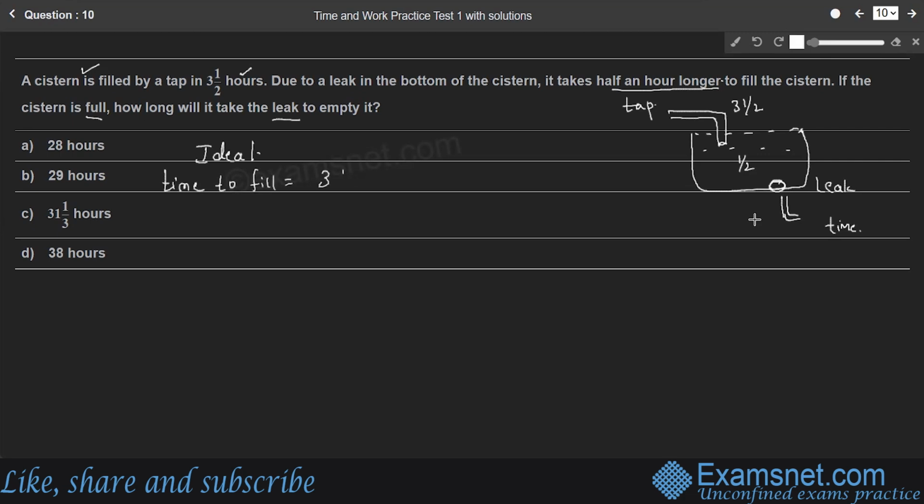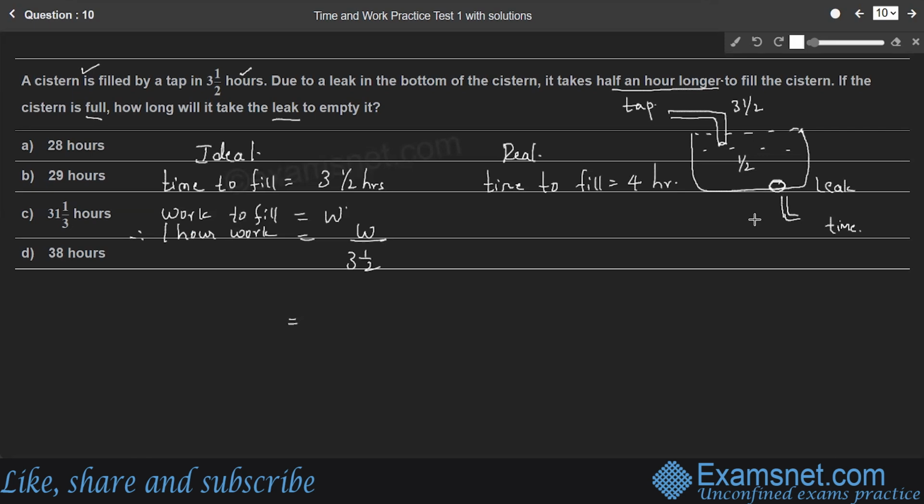is 3.5 hours. Whereas in the real case, time to fill the cistern is 4 hours. If you consider W as the work to be done to fill the cistern, we know that work is efficiency into time. Efficiency and 1 hour work are both the same. Therefore, 1 hour work to fill the cistern is W by 3.5 hours.